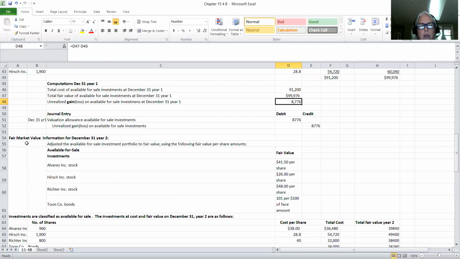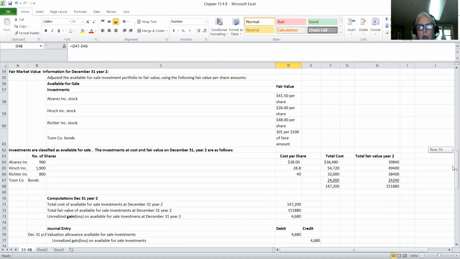They also, in this problem, gave you the fair market value information for December 31st of year two. Adjust the available for sale portfolio to fair value using the fair value per share amounts. These are available for sale investments that we're talking about. This is the fair value of those investments. Notice the fair value at the end of year two is $41.50. So it has gone up from last year. And so we are still going to end up with a gain on this particular type of investment. So this information right here, class, was given. This is just the fair value at the balance sheet date of all of these types of stocks and bonds.